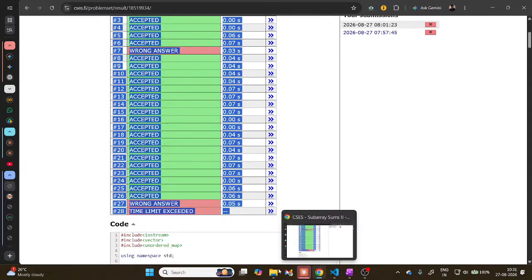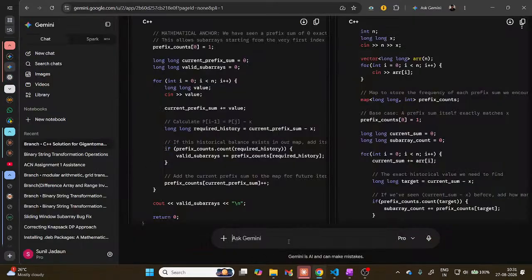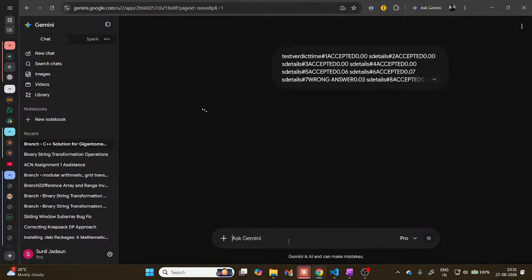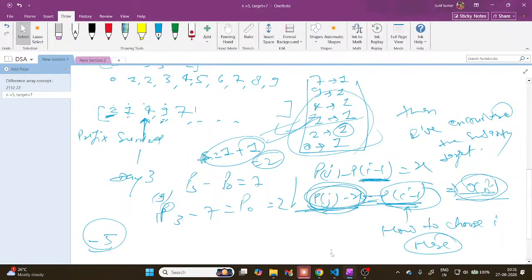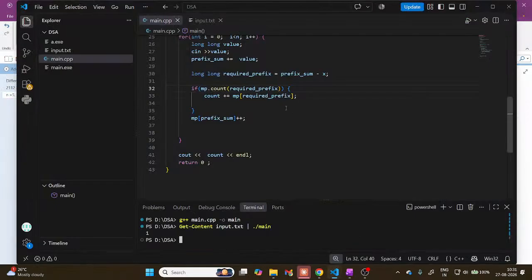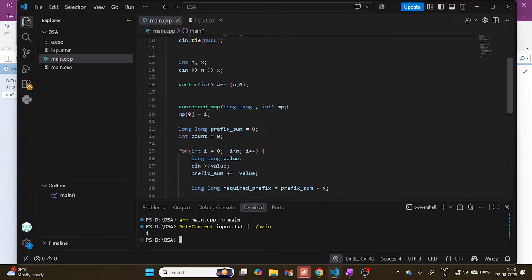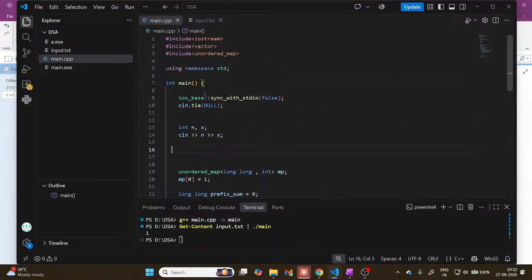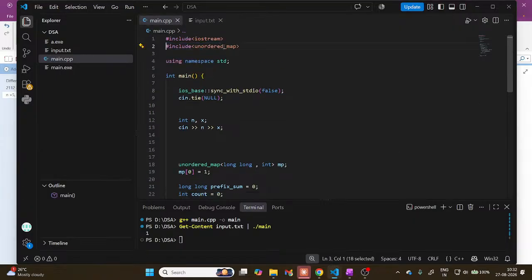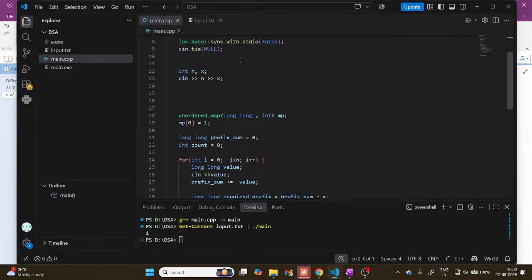See here, if I go to this, oh, I don't need this. And I don't need, I think, the vector also.